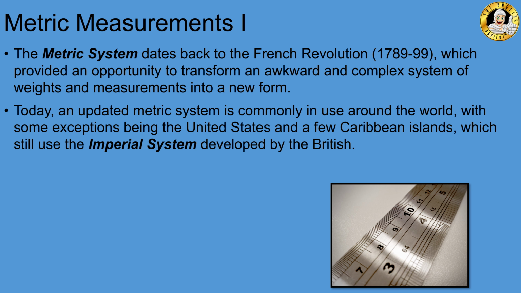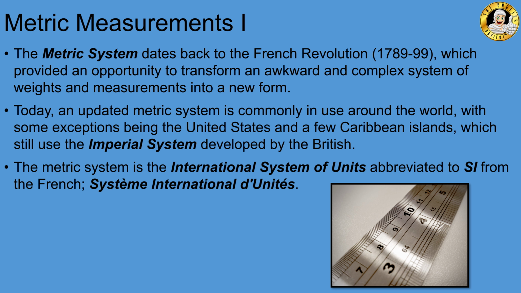Now today, an updated metric system is commonly used around the world. There are some exceptions, those being the United States and a few Caribbean islands, which still use the imperial system, which was originally developed by the British. Now, the metric system is the International System of Units, and it is abbreviated to simply SI, and it comes from originally the French, Système International de Unité.